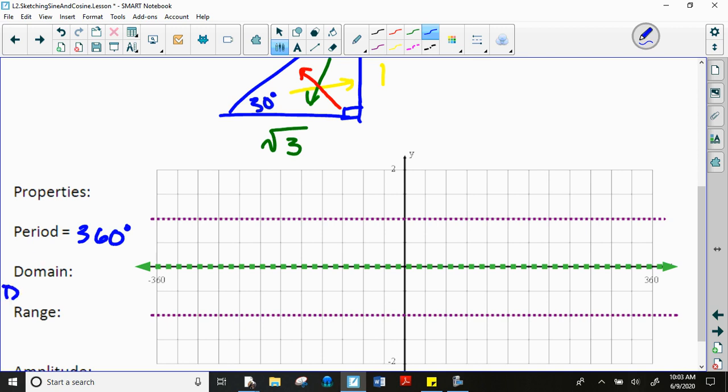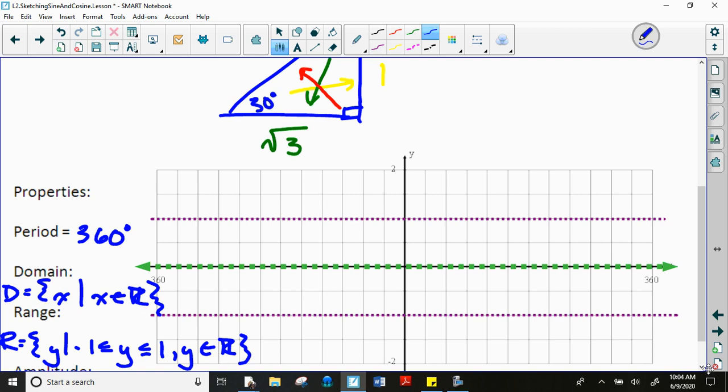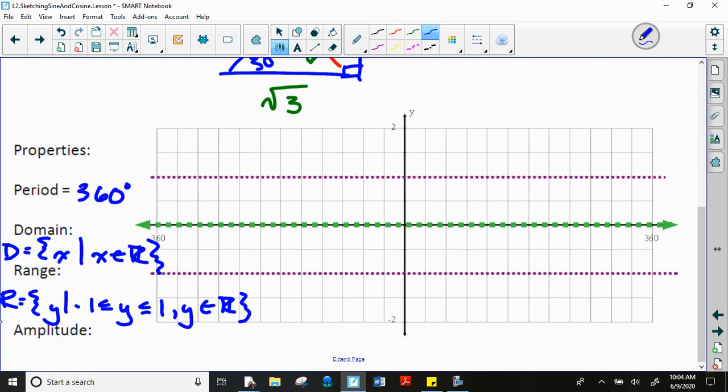They both have a domain of x such that x is the set of the reals. They both have a range that is y such that -1 is less than or equal to y is less than or equal to 1, where y is the set of the reals. And they both have an amplitude at the very beginning of 1. It goes up to 1, it goes down to 1 from the amp line.